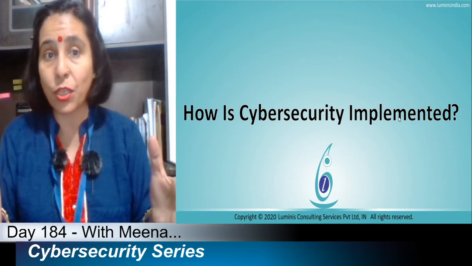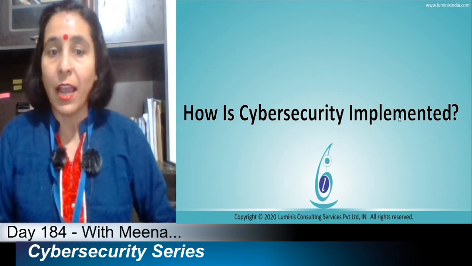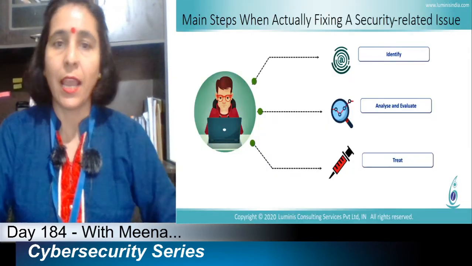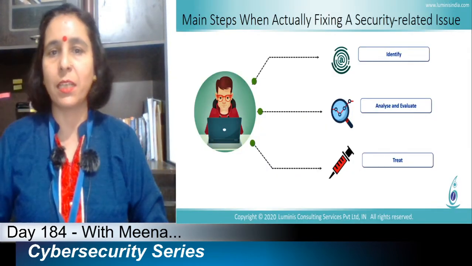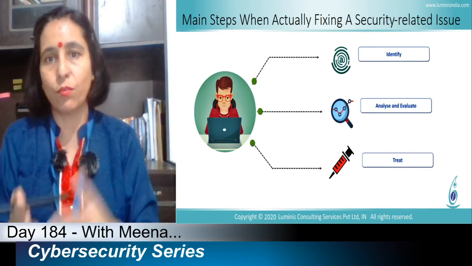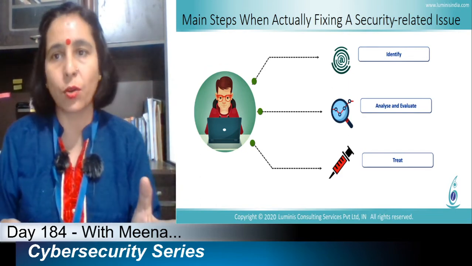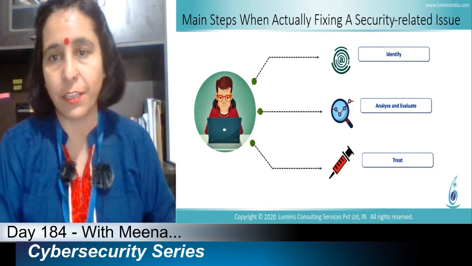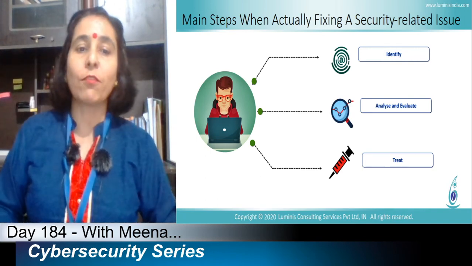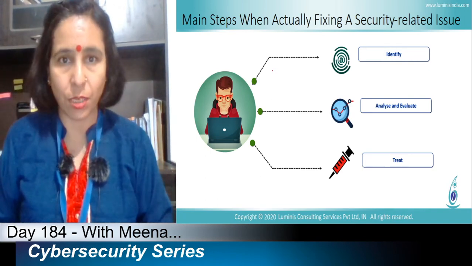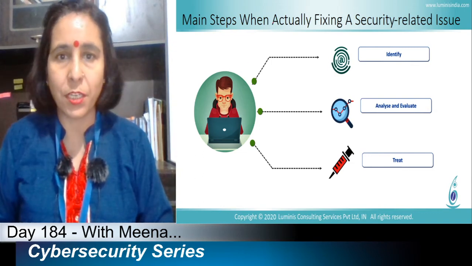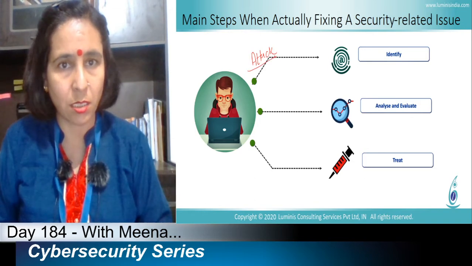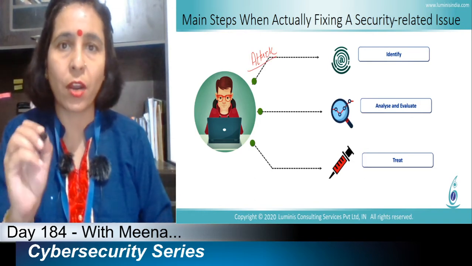So cybersecurity is everywhere and there are numerous ways to implement it. Today I am going to discuss the main 3 steps required to fix cybersecurity related issues. First of all, we need to identify the problem. What type of vulnerabilities exist on our system, and as per those vulnerabilities, what kind of cyber attack happens on our system, on individuals, on our organization.